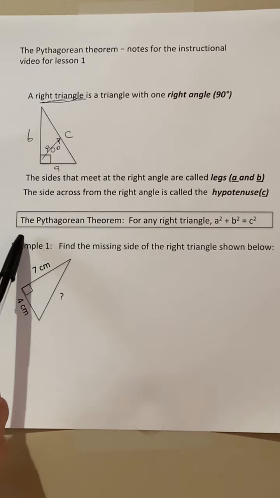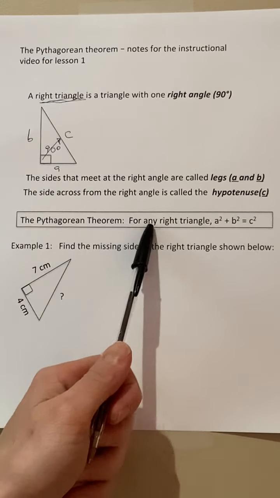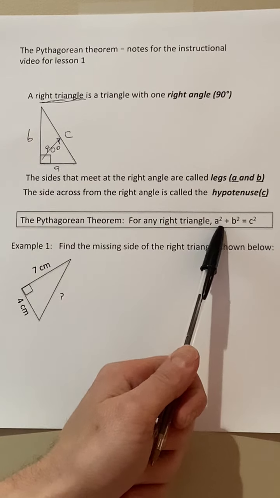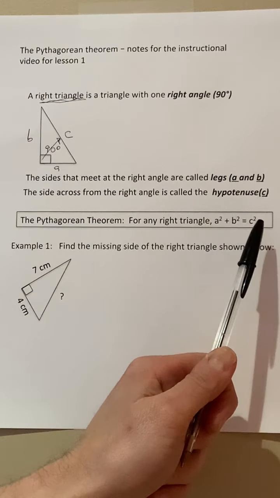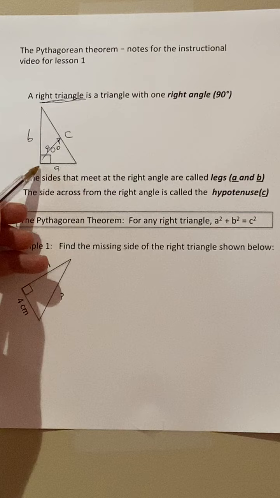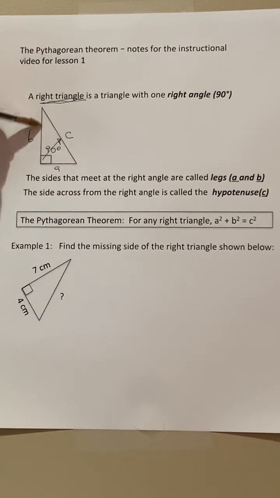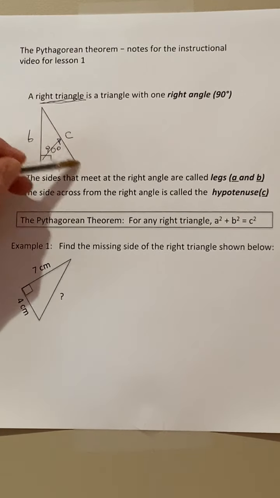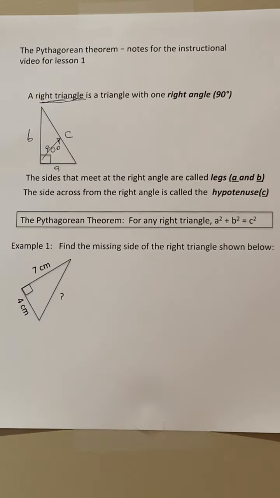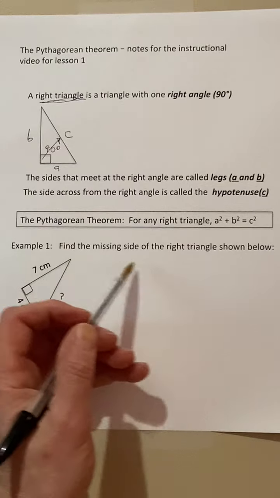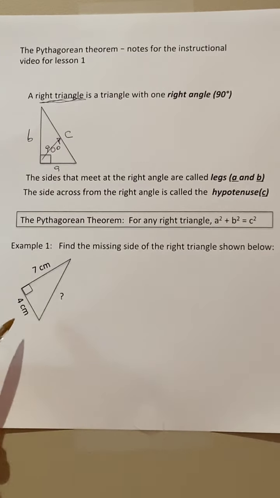Now the Pythagorean theorem tells us that for any right triangle, A squared plus B squared equals C squared. That means the length of this side, A, squared, plus the length of this side, B, squared, will give you the length of this side squared. So let's see how we use the Pythagorean theorem to find the missing side of a right triangle. So example 1, find the missing side of the triangle shown below.